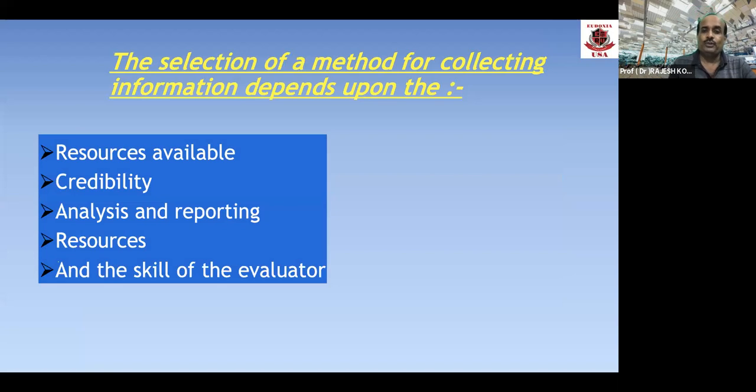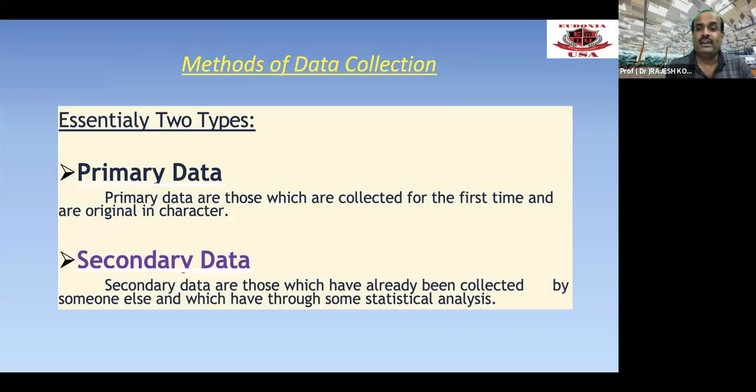So you have to keep in mind which resources are there: credibility of the study, analysis and reporting, resources, and the skill of the evaluator. All this depends on choosing how to collect the data. Usually data is of two types: primary data and secondary data. Primary data is collected for the first time, by the researcher himself. Secondary data is already collected by someone else and we will use it.